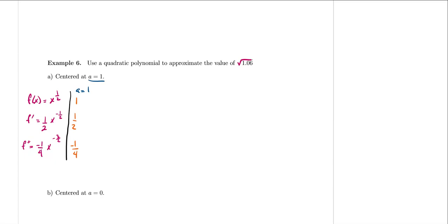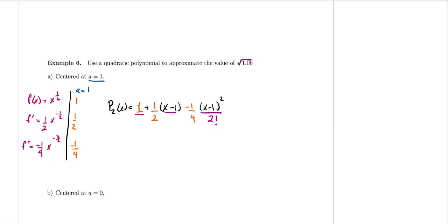Okay, so for the polynomial approximation, P2 of x is going to be equal to the function evaluated at 1, which was 1, plus the first derivative evaluated at 1, which was 1/2, times x minus 1, plus a negative 1/4 times x minus 1 squared. Now, is that it? Careful here, because for the first terms it was divided by 0 factorial, then 1 factorial, so it didn't really matter. But starting with the quadratic term, the second order, we do need to be very careful to make sure that we are including the factorials.